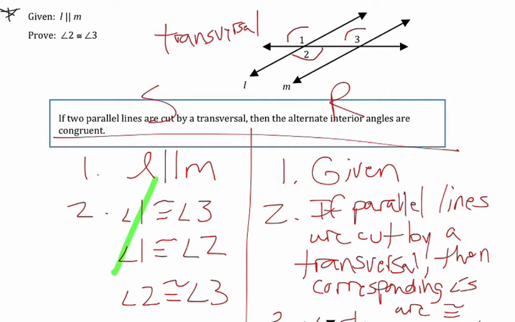They're alternate interior. So I've just proven that when you cut two parallel lines with a transversal, all the alternate interior angles are going to be congruent. So I don't have to use this again. If I ever see an alternate interior again, I'm going to say they're congruent because of this theorem that I'm going to add to my theorem sheet.